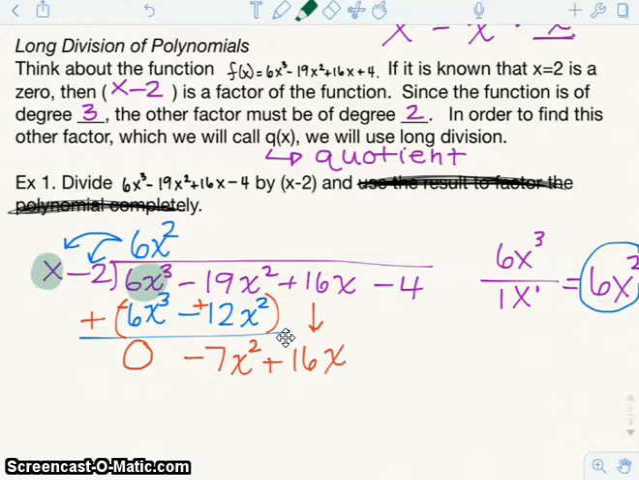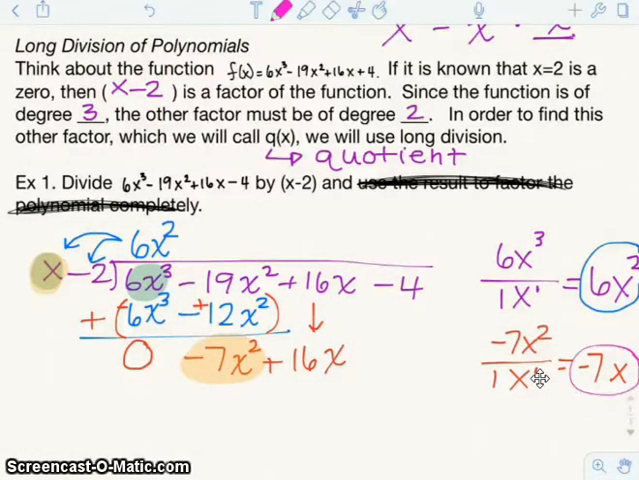Now I use the method far left and far left. Here's my far left. It's an x still. Here's my next far left. It's a negative 7x squared. I go over here. I write negative 7x squared over x, my far left, divided by my far left. Negative 7 divided by 1, just a negative 7. X squared divided by x to the first. I subtract those exponents and get an x to the first. I don't have to write that 1 as an exponent. It's assumed. So I put that negative 7x right up here on top of the negative 19x squared.